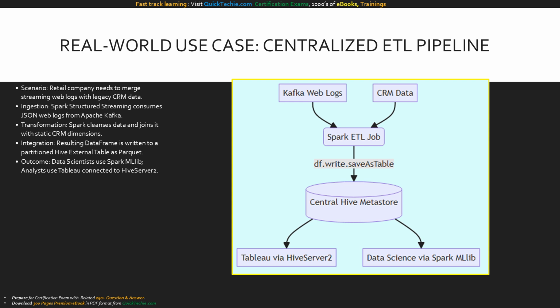In this pipeline diagram, raw inputs from Kafka and our CRM system feed into our central Spark ETL job. Spark does the heavy lifting and writes the output directly into our centralized Hive ecosystem. From there, the data diverges securely to multiple consumers: business intelligence tools via Hive Server 2 on the right, and programmatic data science workflows via Spark MLlib on the left.